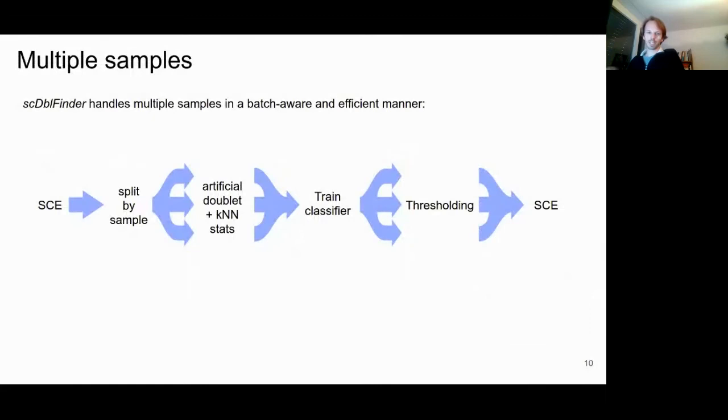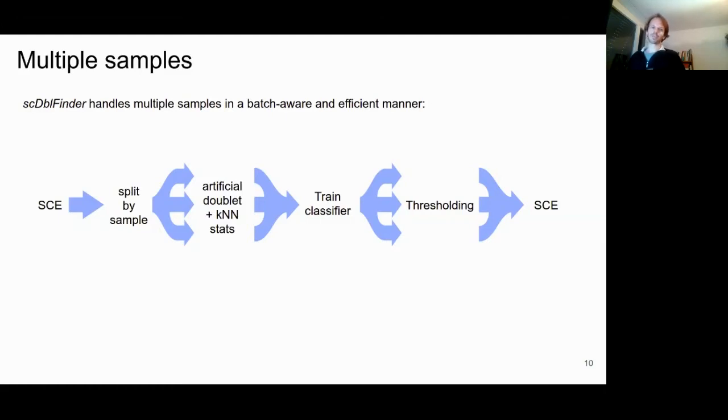Okay, so if you have multiple samples, which are here understood as separate captures, what we do is that we split by sample to generate the artificial doublets and the KNN. And this not only speeds up the process, but it also makes it more robust to sample-specific or batch effects.